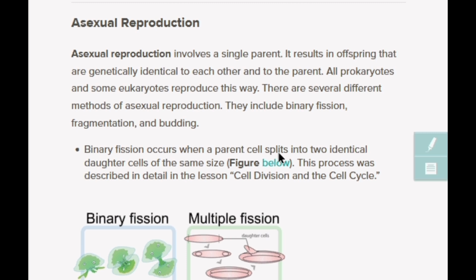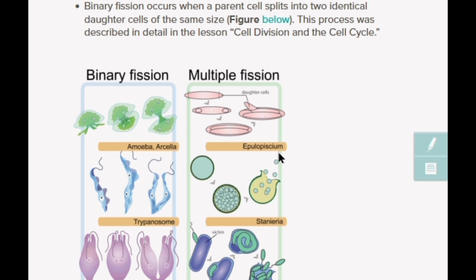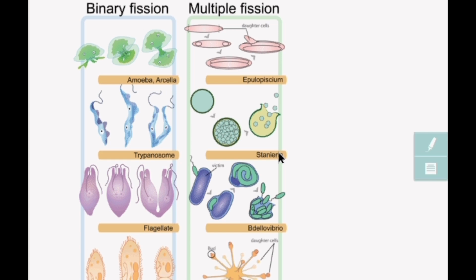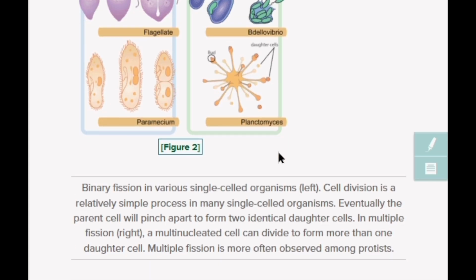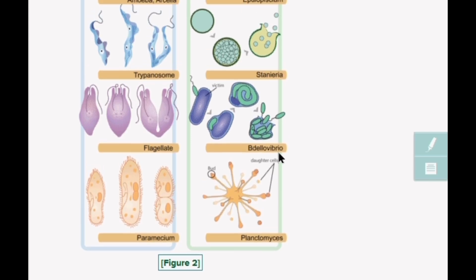Binary fission occurs when a parent cell splits into two identical daughter cells of the same size, figure below. This process was described in detail in the lesson Cell Division and the Cell Cycle. Figure 2. Binary fission in various single-celled organisms, left. Cell division is a relatively simple process in many single-celled organisms. Eventually the parent cell will pinch apart to form two identical daughter cells. In multiple fission, right, a multinucleated cell can divide to form more than one daughter cell. Multiple fission is more often observed among protists.